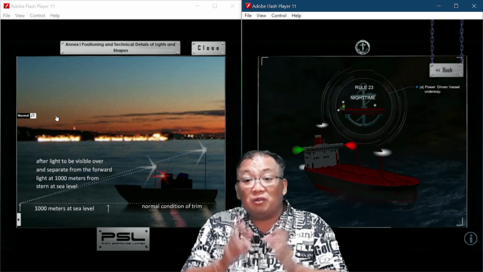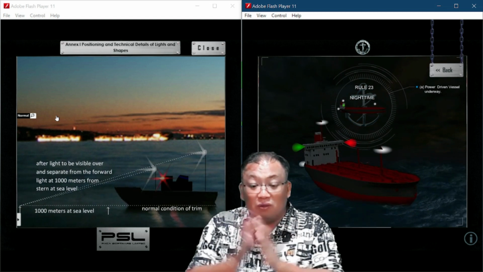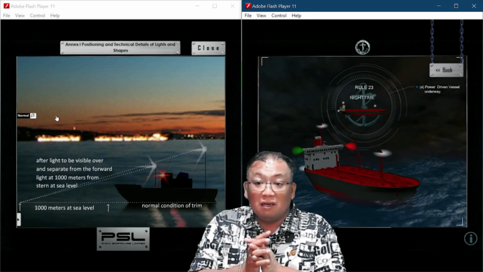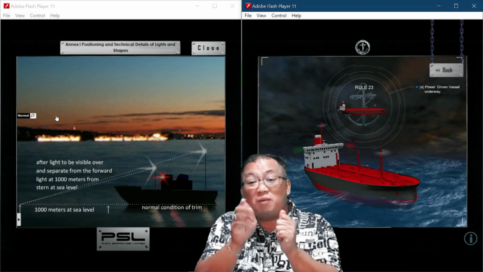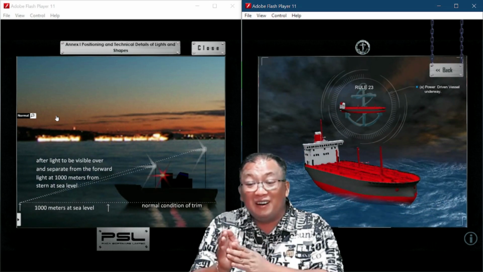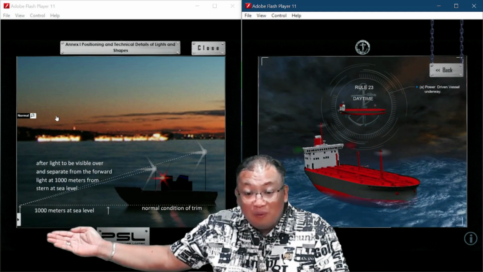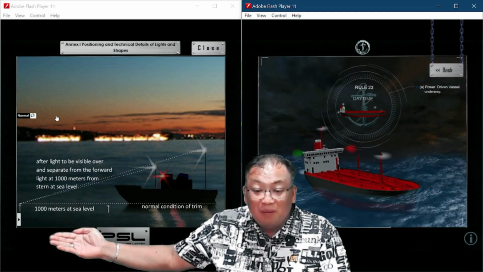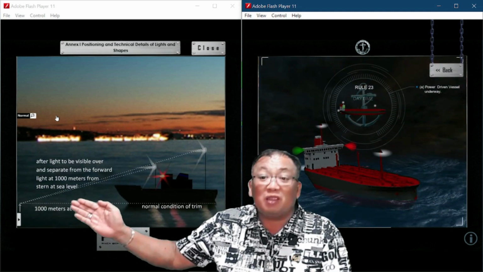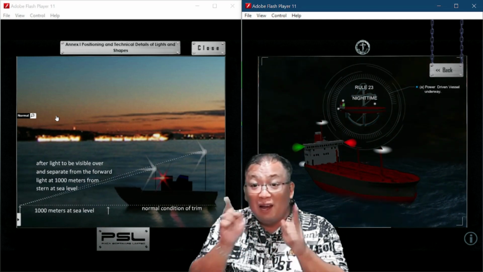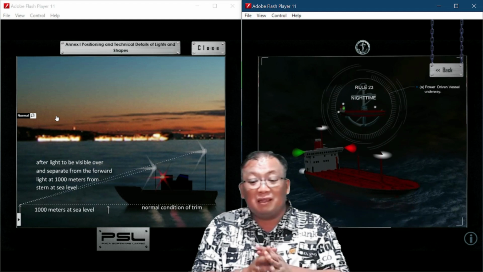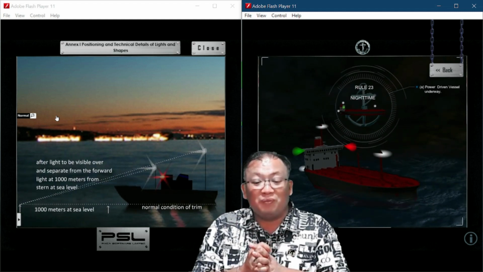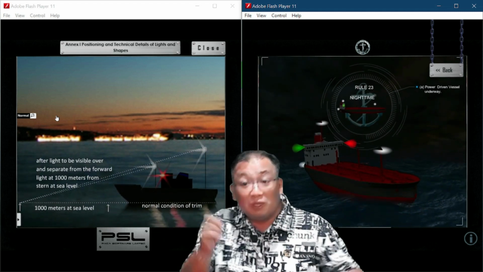You remember the 2 masthead lights. It is said that if you see and align these 2 masthead lights together, remember this one? It is 1,000 meters at sea level. It could extend. So if you align these 2 masthead lights, it could extend at a normal condition of trim at 1,000 meters.